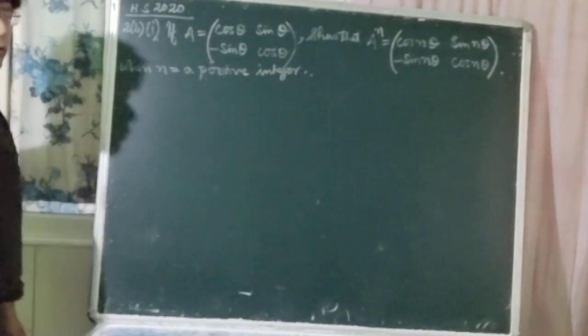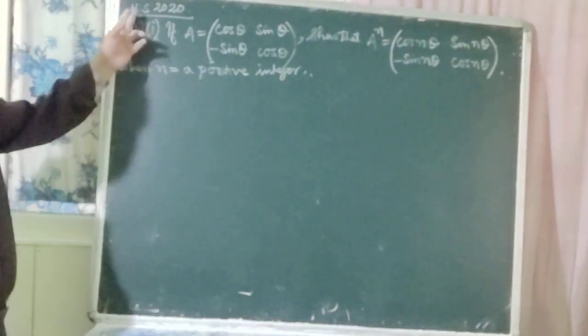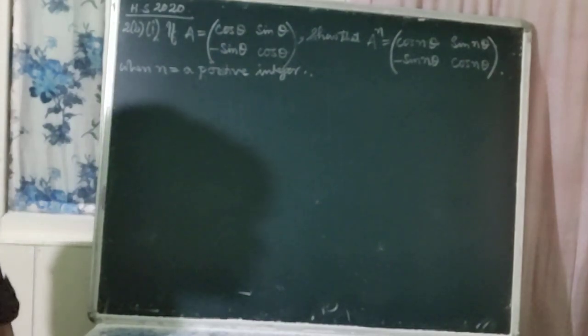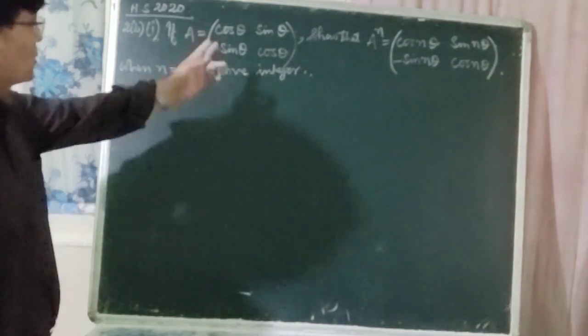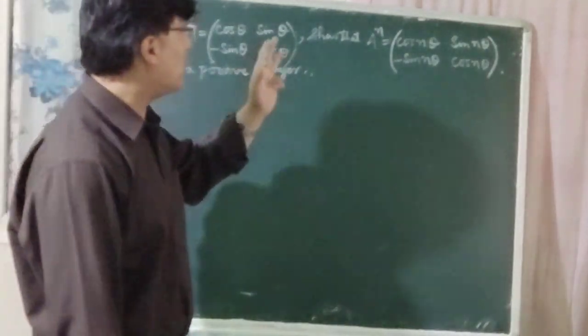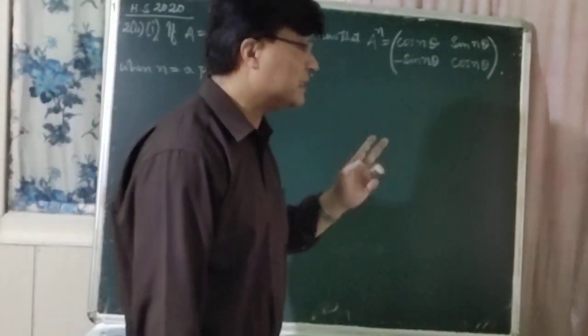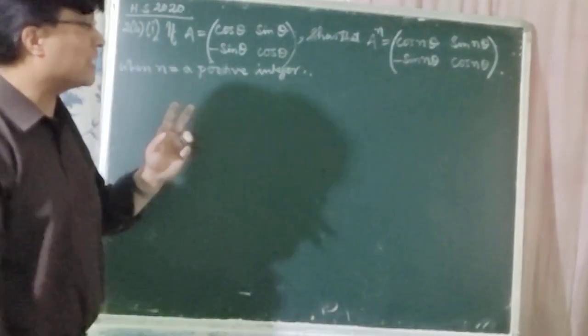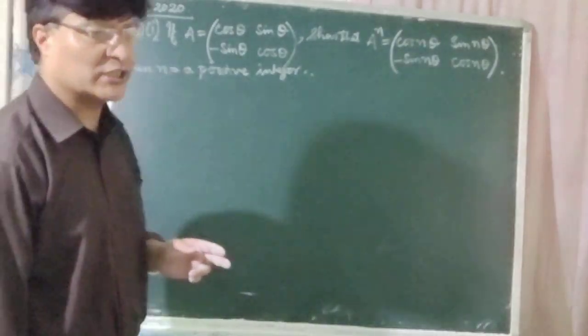Now we are doing a question from HS 2020, this year. This question had come this year, HS 2020, that is 2B number 1. If capital A is a second order matrix, but the entries are trigonometric functions here: cos theta, sin theta, minus sin theta, cos theta. You have to show that A to the power n is equal to, within bracket, cos n theta, sin n theta in the first row, and minus sin n theta, cos n theta in the second row, where n is a positive integer.